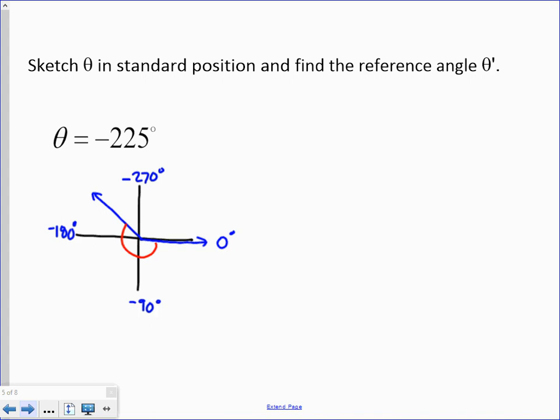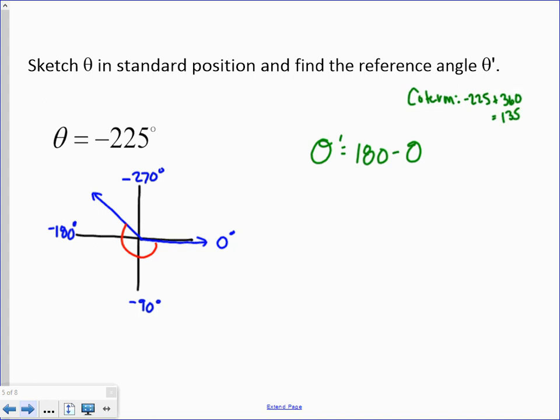Now, when you're finding the reference angle, we want to do a reference angle for an angle in quadrant 2, so we want to do 180 minus theta, but it's important that theta is between 0 and 360. If you thought about 180 minus negative 225, that's going to be something really big. So I need to come up with a coterminal angle for negative 225. Coterminal angle, if you don't know it, just do negative 225 plus 360 is 135.